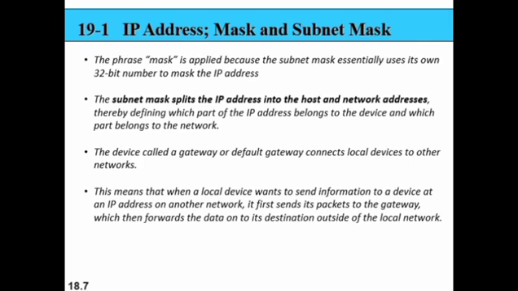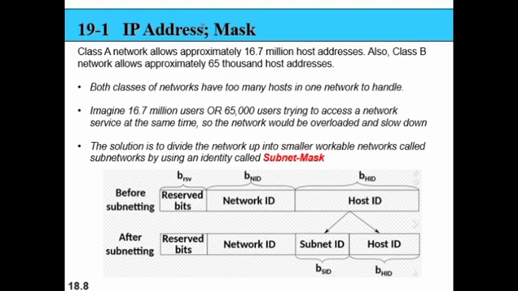So you can see that here is a further explanation of the subnet mask: a class A network allows approximately 16.7 million host addresses, right? Class B allows approximately 65,000 host addresses. Both classes have too many hosts in one network to handle, right? In both classes we have a lot of hosts, which is very difficult to handle.